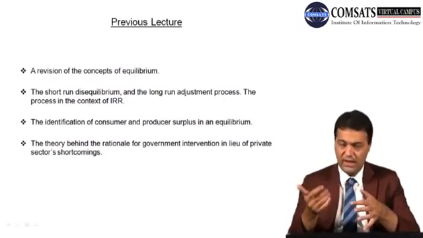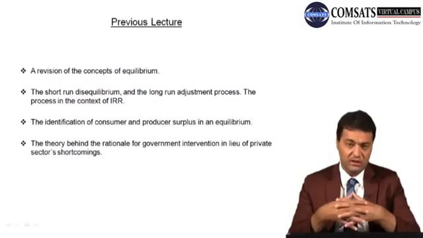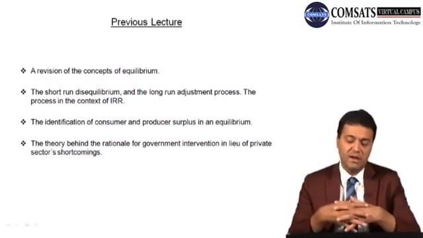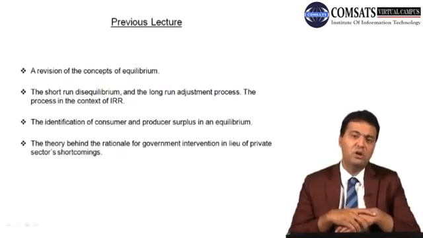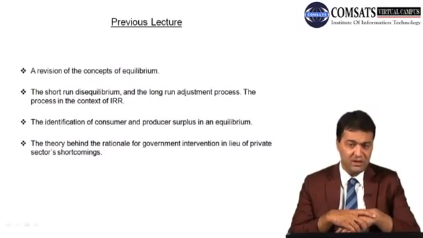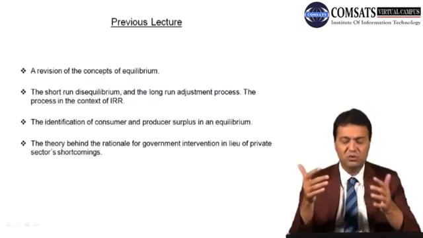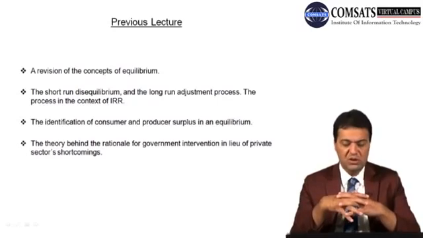So we saw what happens in the short run, in the long run, and hopefully by now you've got a good grasp of it. The identification of consumer and producer surplus in an equilibrium. Remember the shaded areas that I drew. This is a simple consumer and producer surplus in terms of simple demand and supply analysis. Those shaded areas, you are going to see a lot of shaded areas in the coming lectures. So this was just an introduction to those.